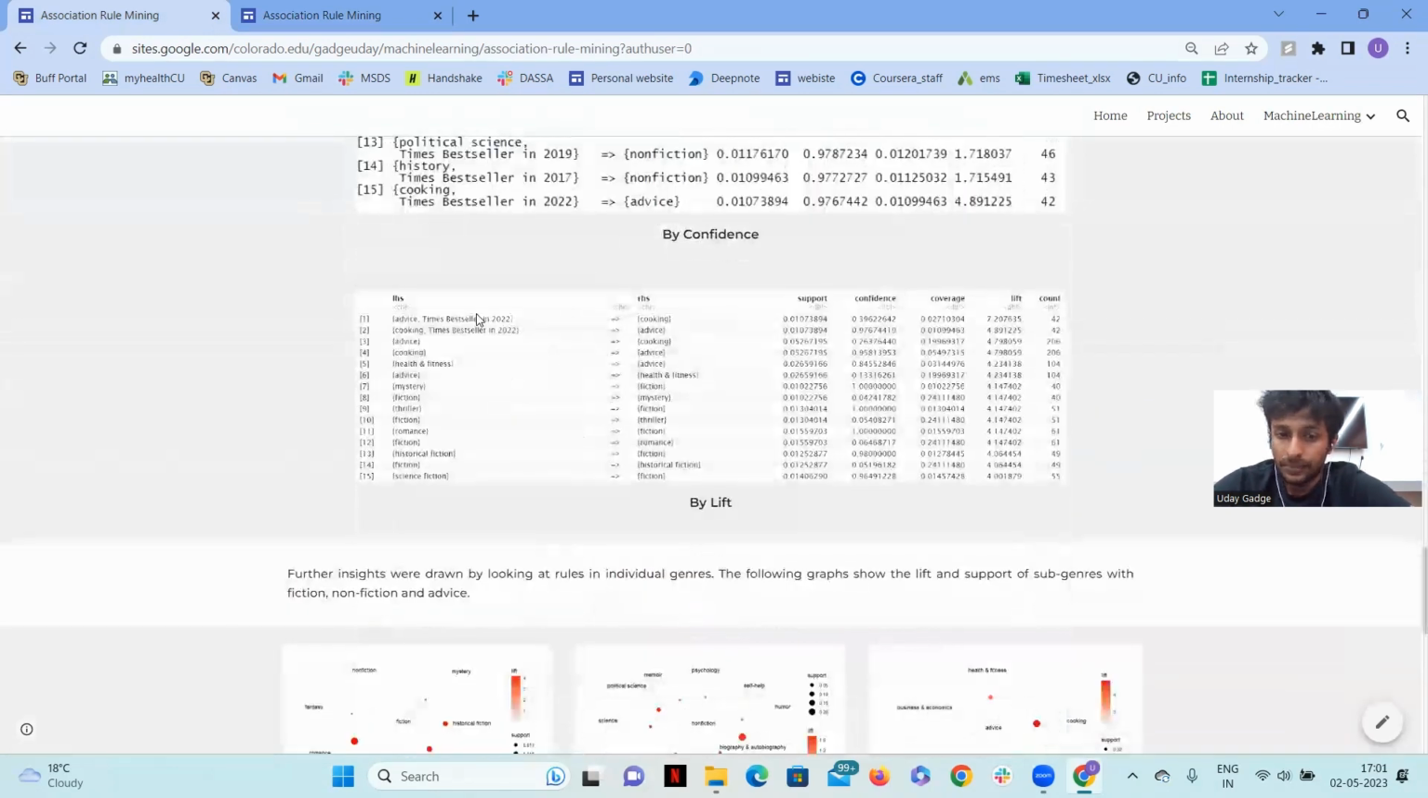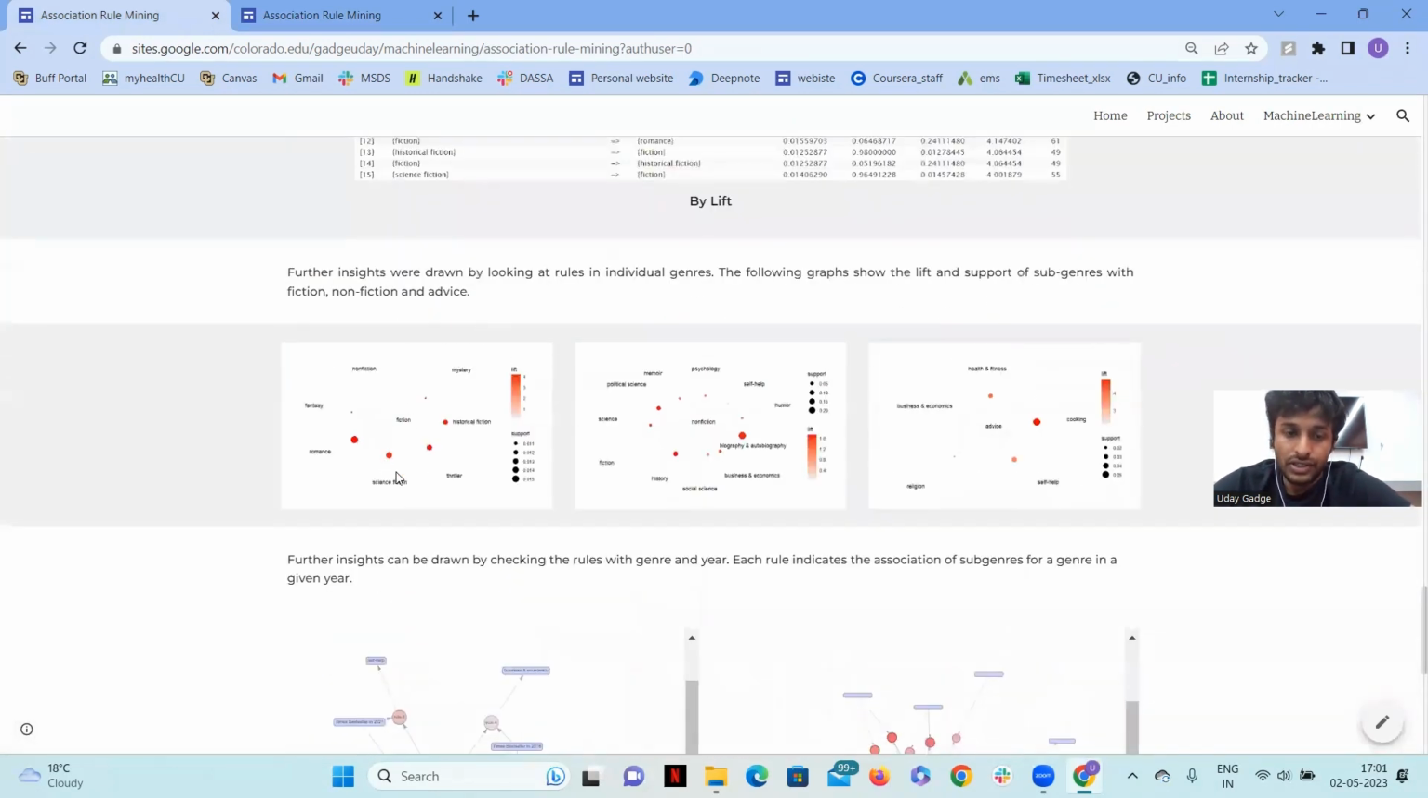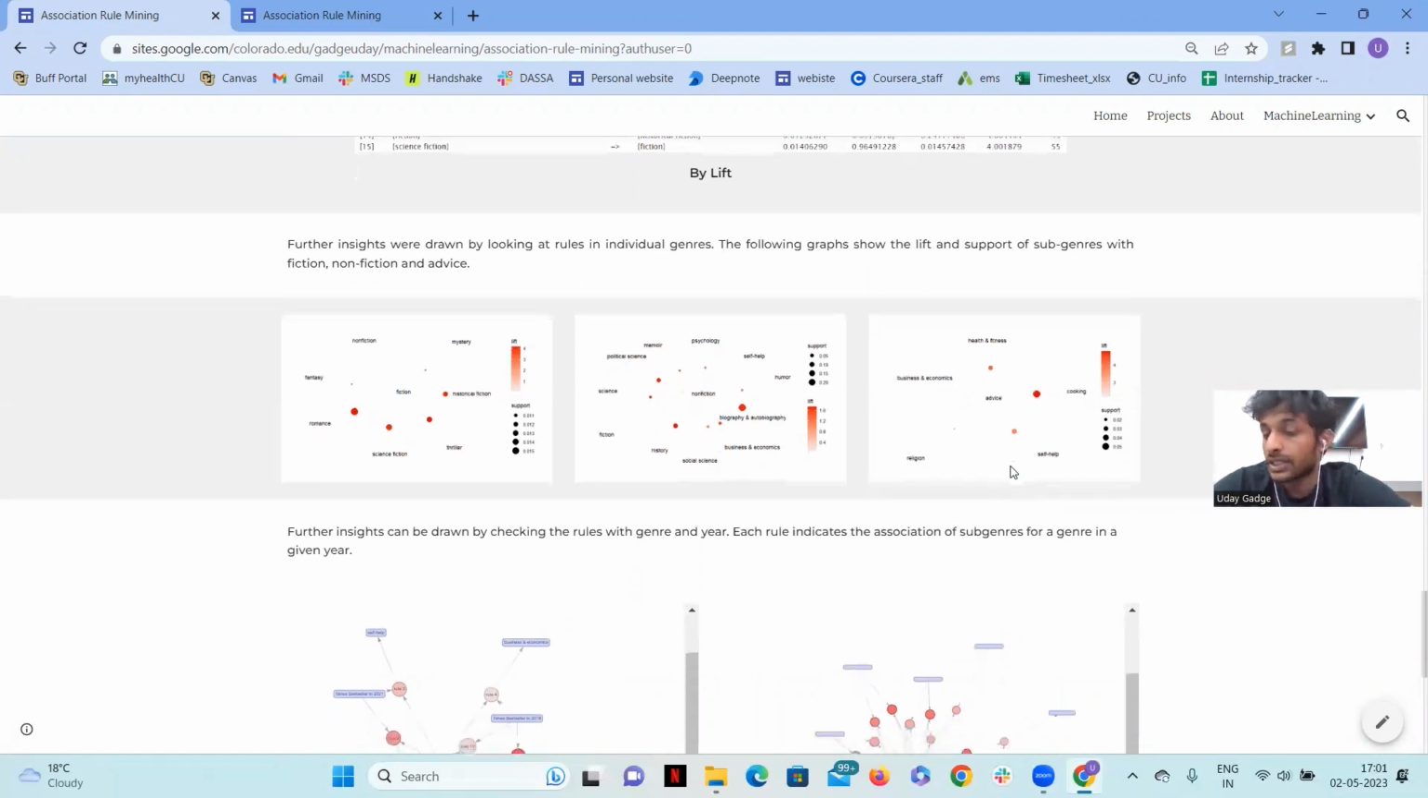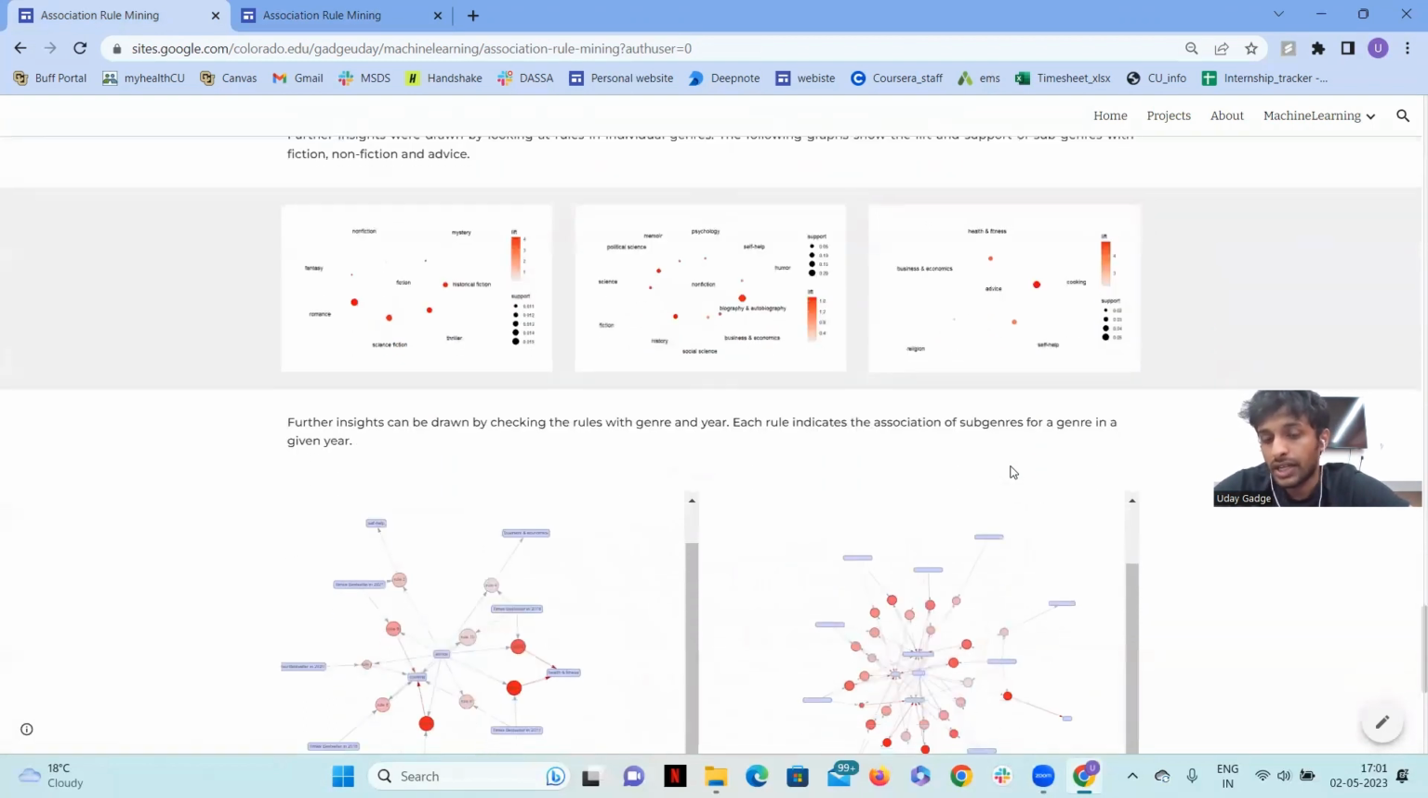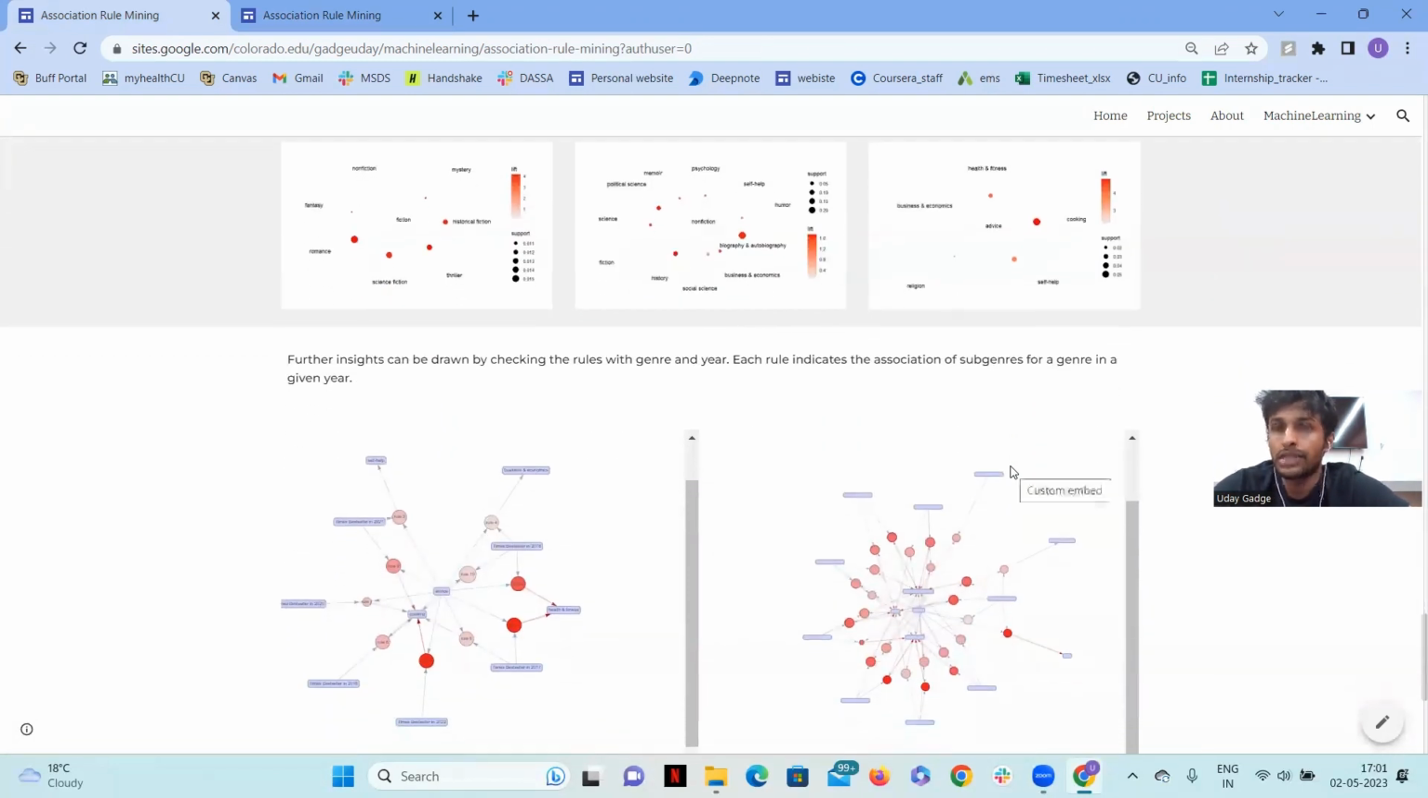And when I did that, for fiction, I got things like science fiction, romance, thriller, and historical fiction. And for nonfiction, I got things like biography and autobiography, history, and political science as the major categories. And for help or advice, I got cooking, health and fitness, and self-help. The other interesting part of this analysis is you can look at it by year.